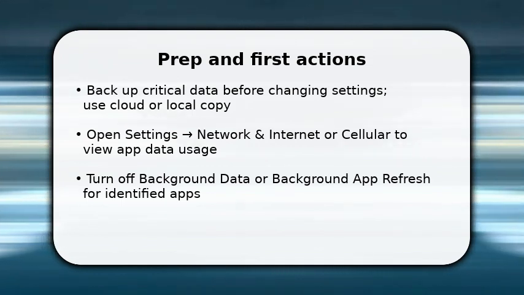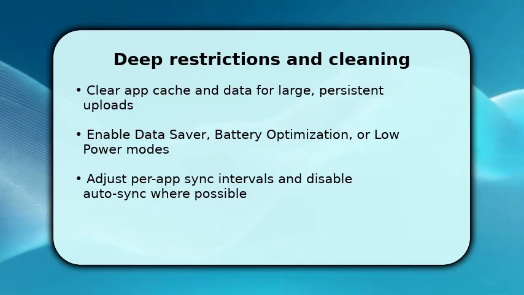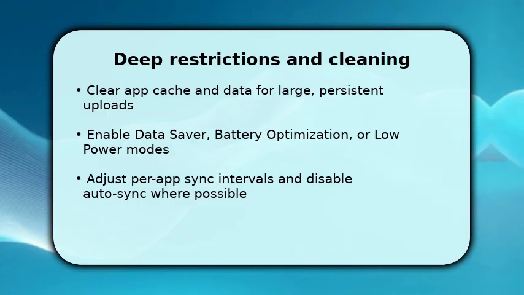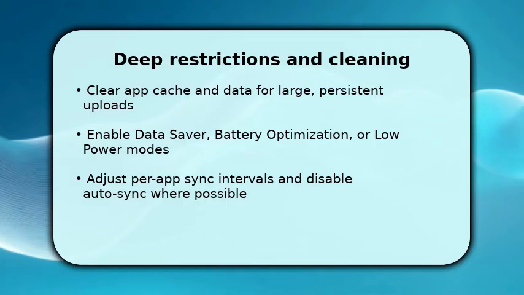Now you'll dig into the middle work: reduce what runs in the background and why. Clear app cache and, when safe, app data to remove queued uploads or logs. This shrinks immediate usage. Then enable data saver and battery optimization features to throttle background network access.